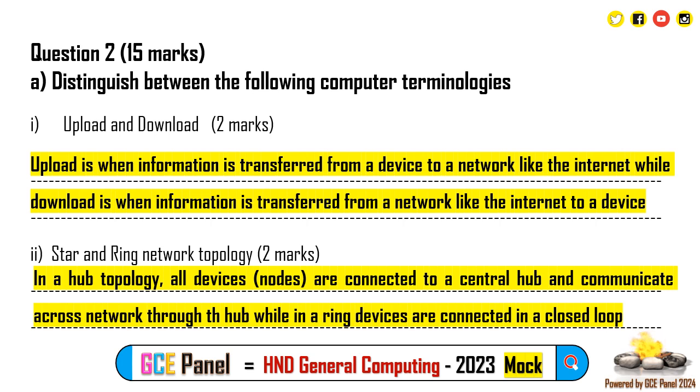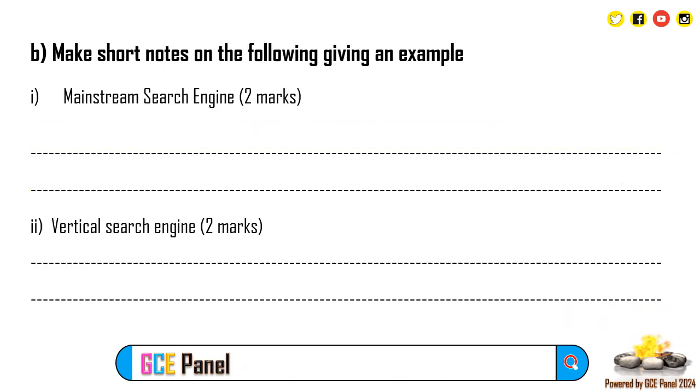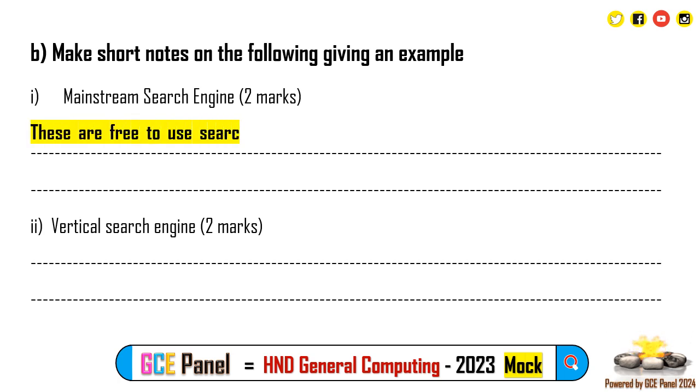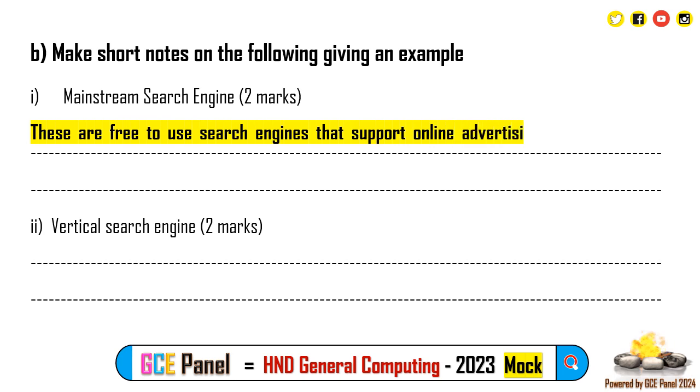The next part of the question, B part. Make short notes on the following, giving an example: mainstream search engine, vertical search engine. So this question is on search engines, and these are free to use search engines. Mainstream search engines are free to use and support online advertising. Examples are Google, Bing, Yahoo, and so on. Any search engine that is free and supports online advertising, you say it's a mainstream search engine.